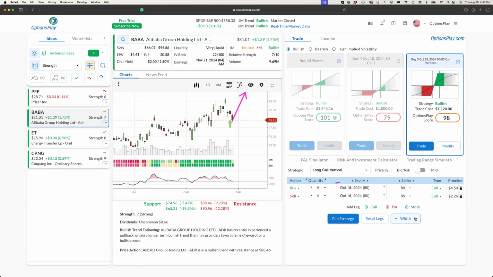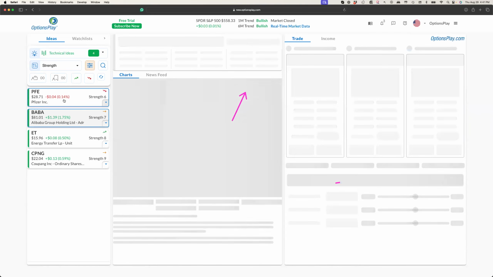But the goal here is to give you a very quick overview so that within a few seconds, you can have a good grasp as to whether or not this is worth exploring further, or you should move on to the next idea. Because on any given day, you're going to have a lot of different ideas that you can sort through. Let's take a look at Pfizer.